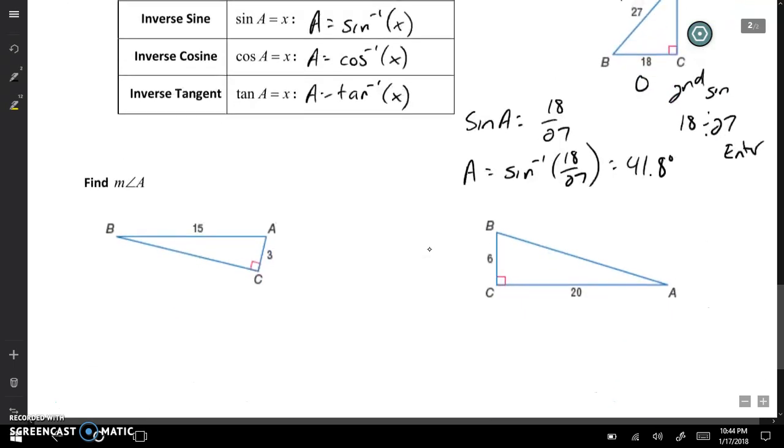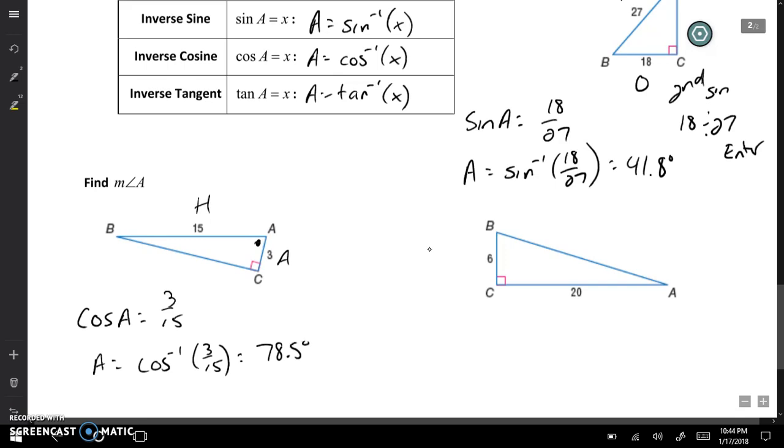Okay, we're going to do this one here. Here's angle A. This is our adjacent. This is our hypotenuse. What uses adjacent and hypotenuse is cosine. So the cosine of A is 3/15, which means A is the inverse cosine of 3/15. Put it in your calculator, and it comes out to be 78.5 degrees.